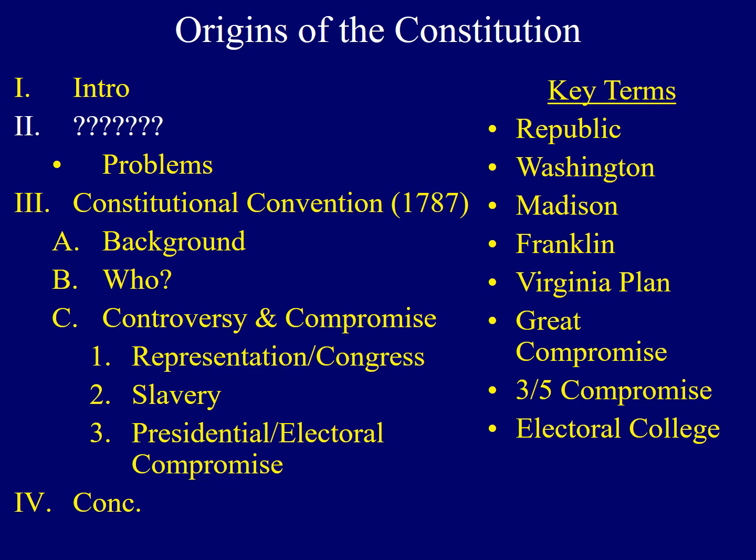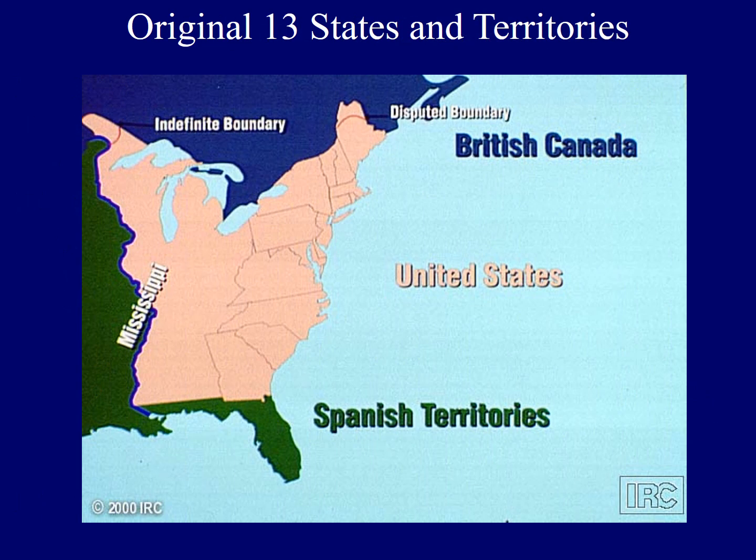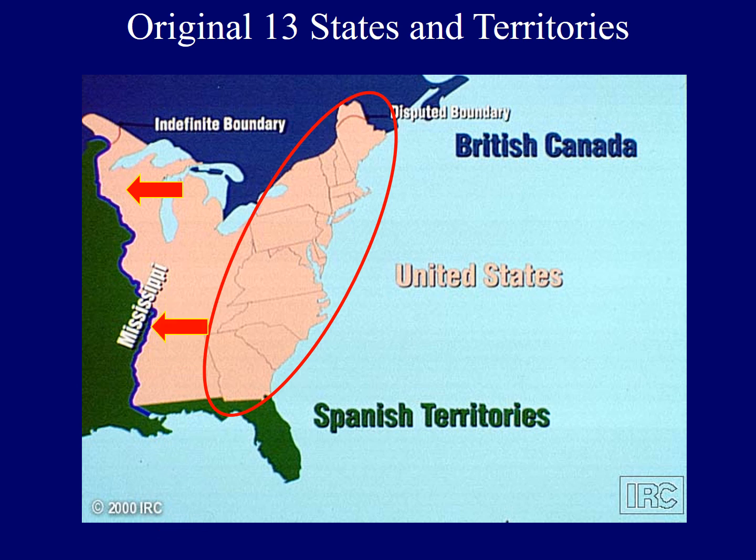So I'd like to begin by talking about the first Constitution of the United States and some of its problems. This map identifies the land included in the original 13 states and territories at the end of the American Revolution. Notice the area in pink on the right, the eastern seaboard. Well, those included the first 13 colonies that eventually became states. U.S. territory actually expanded all the way to the Mississippi River, as you see with the arrows and the second circle.